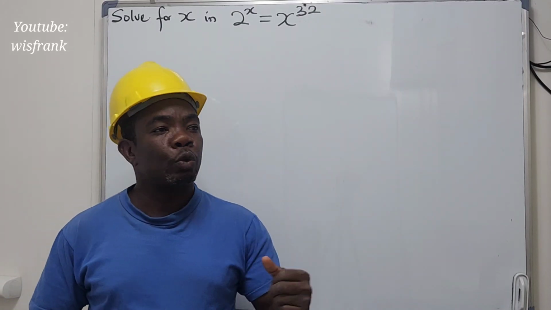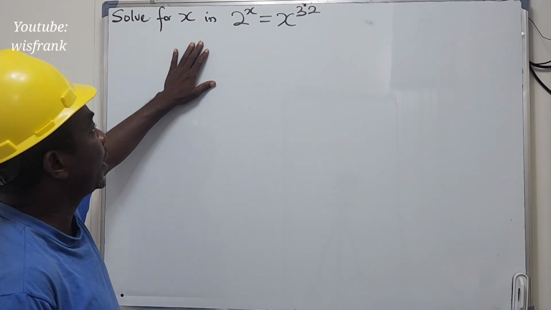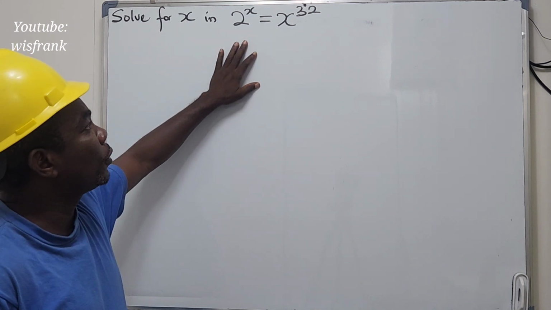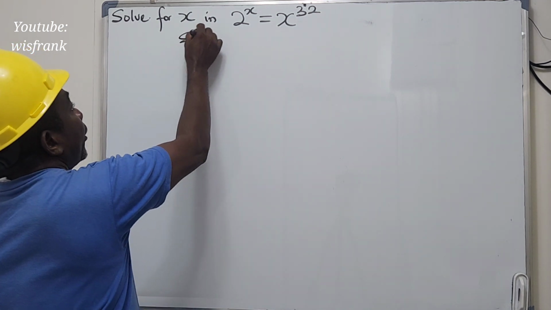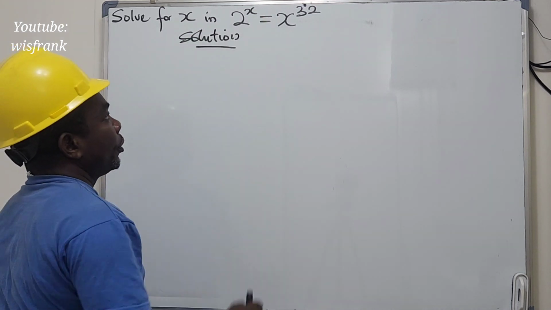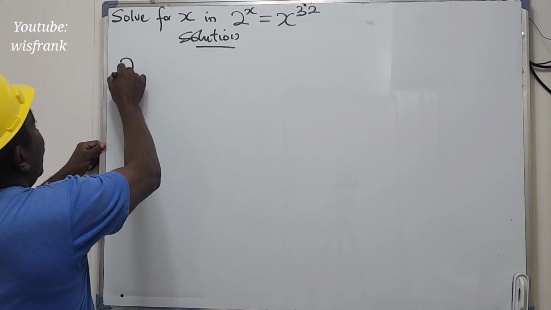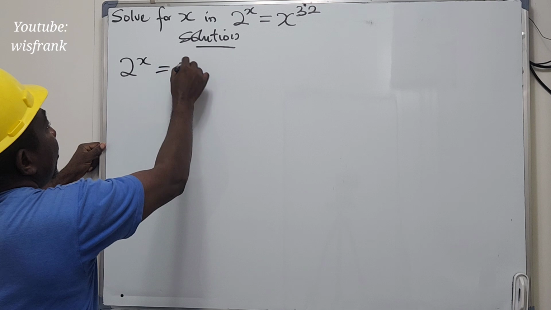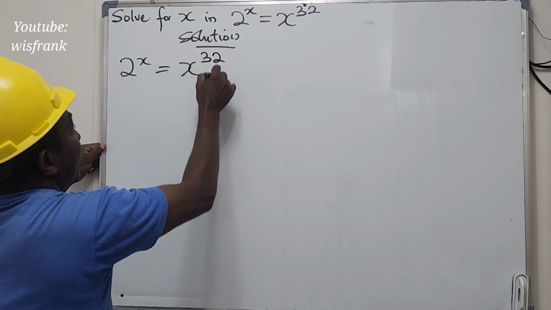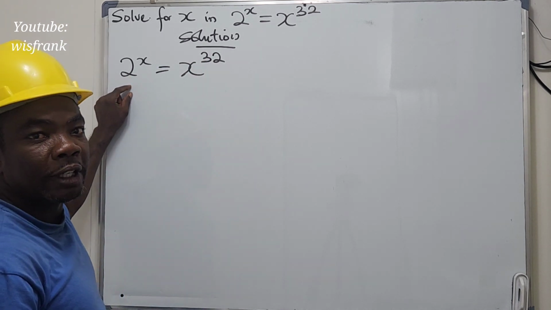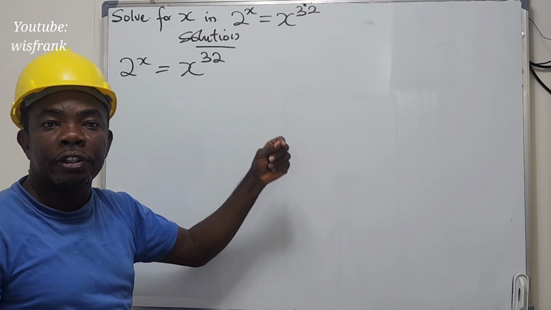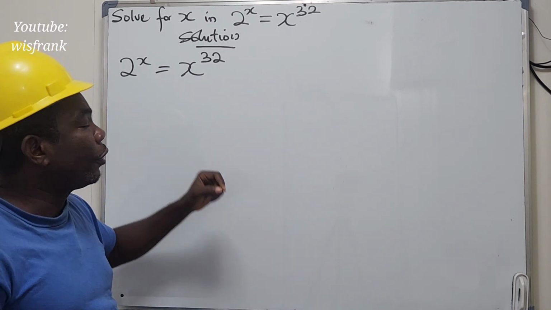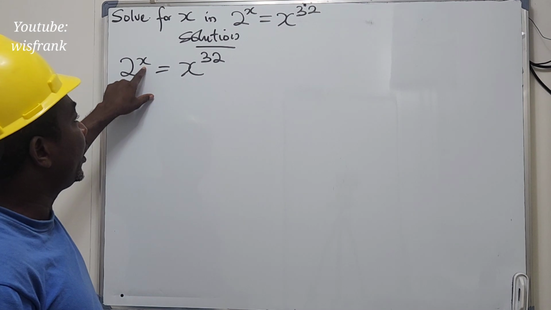For today, we are looking at this question and it says solve for x in 2 to the power of x equals x to the power of 32. So we are going to solve for the value of x from this equation. You can see that we are given 2 to the power of x equals x to the power of 32. So we have a constant to the power of a variable and also a variable to the power of a constant. So what we are going to do is try and evaluate this.